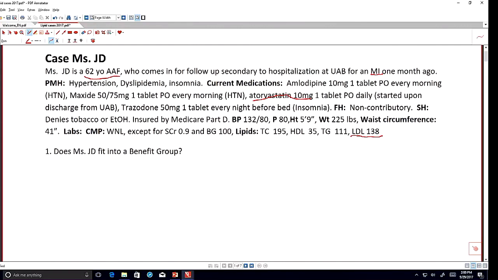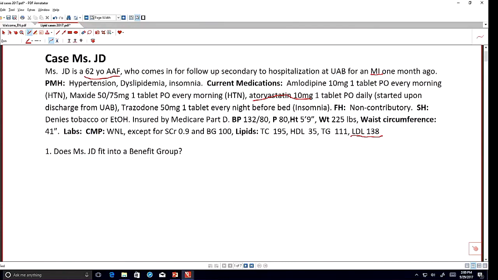All right, so let's talk about this case, okay? So the first thing is, does this patient fit into a benefit group? So do they have ASCVD? Yes, so right off the bat, we know they have clinical ASCVD. So then the second question is, what do we need to know to figure out treatment? Age. So are they older or younger than 75? Okay, if they're younger than 75, what statin intensity do we need? A high intensity statin.